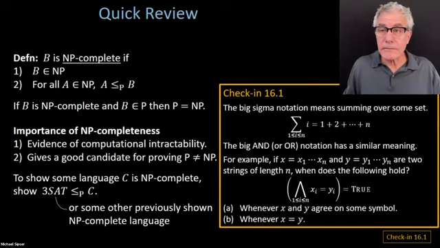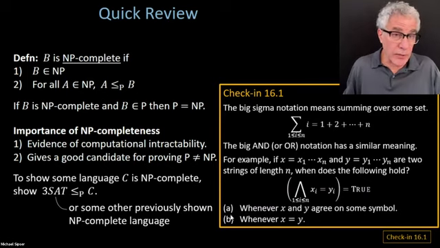So yes, the big AND, as most of you can see, says that x1 equals y1 and x2 equals y2 and x3 equals y3. So every symbol in x is equal to the corresponding symbol in y. If we had a big OR instead of a big AND, then A would be the correct answer, because then there would be some place where they agree instead of every place where they agree.